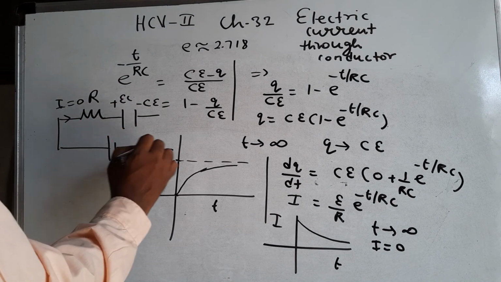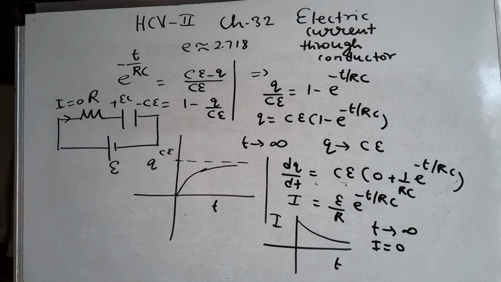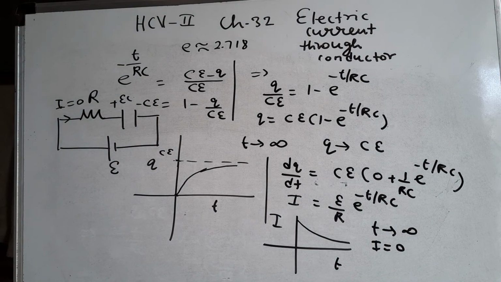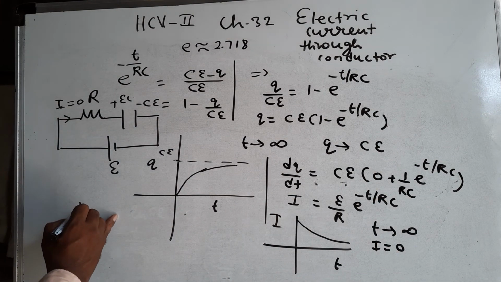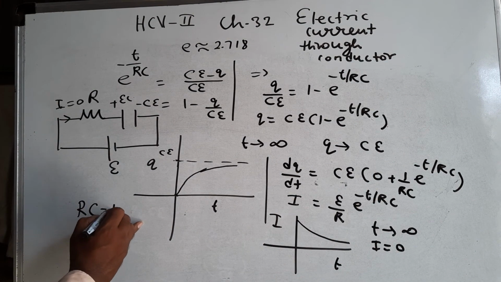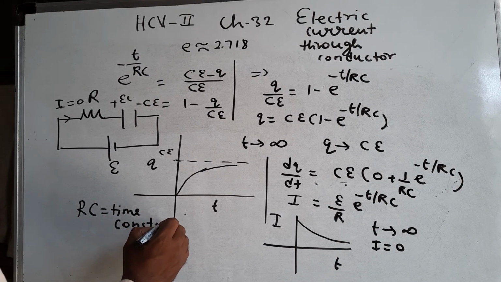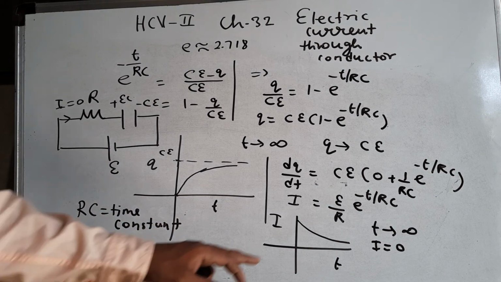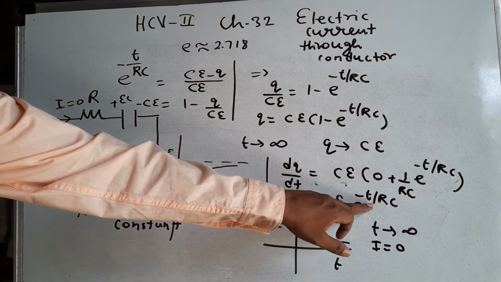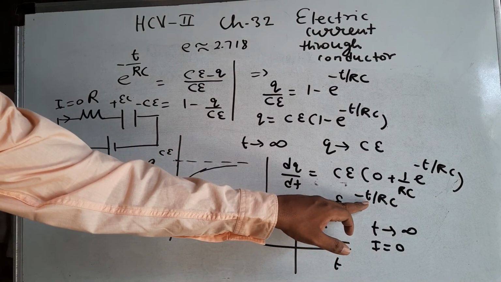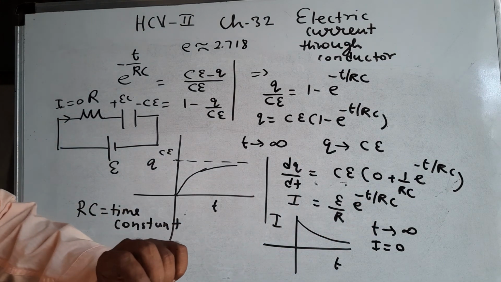And this is something special here. You can see this power t upon this RC. RC is said to be the time constant. Remember, e raised to anything must be unitless. So t upon RC must be unitless. The unit of t is seconds. RC must also be seconds.